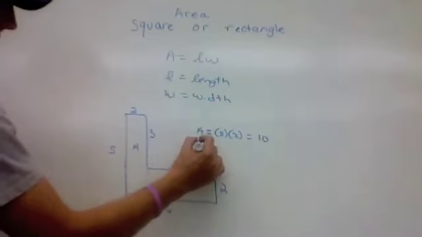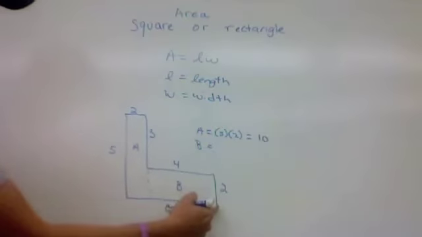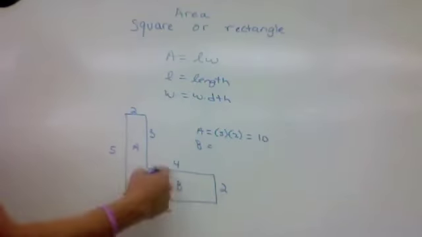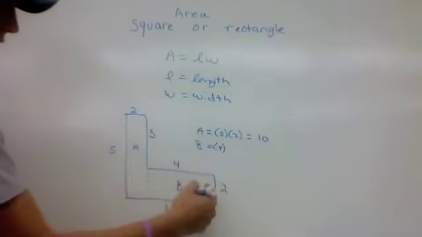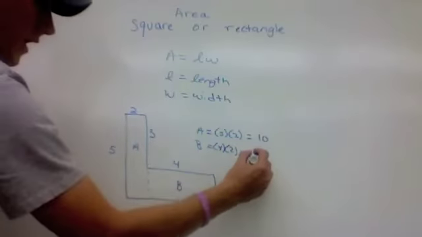Then we're going to take B down here. B is going to be, the length is 6. Or no, excuse me, this is 4. 6 is for the total length. So you've got to look at here from this side to this side is 4. So we're going to say it's 4. Our width is 2 again. 4 times 2 is 8.